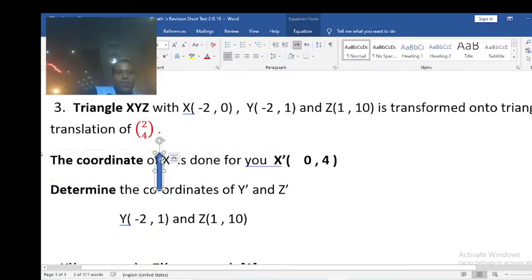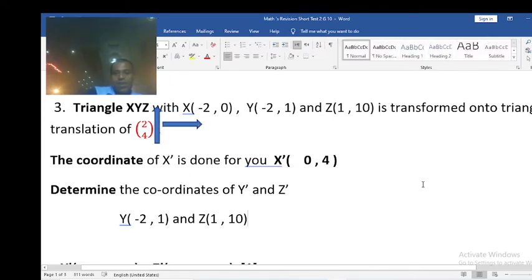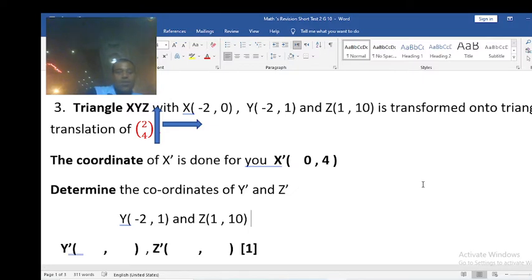Each point will be translated. I make a copy and paste, then translate this one also. So each point should move 2 units to the right and 4 units up. Let's start. I will write it here. So Z.